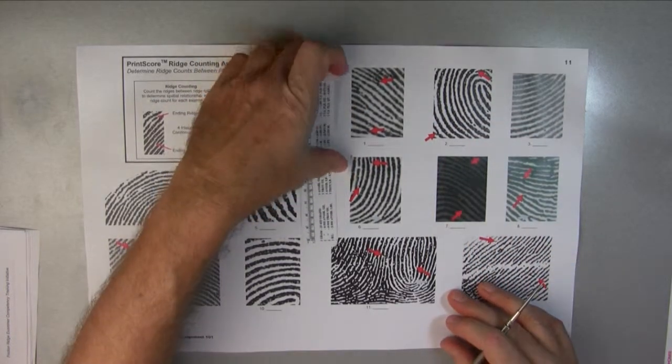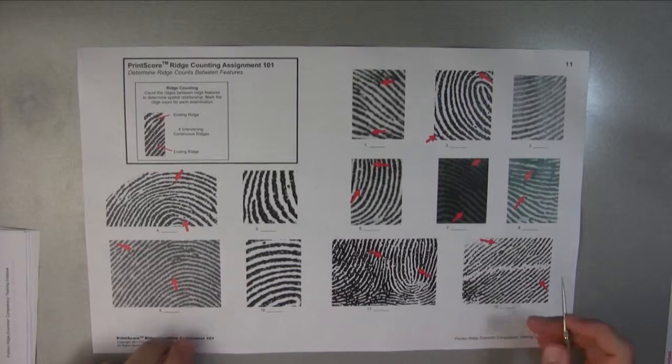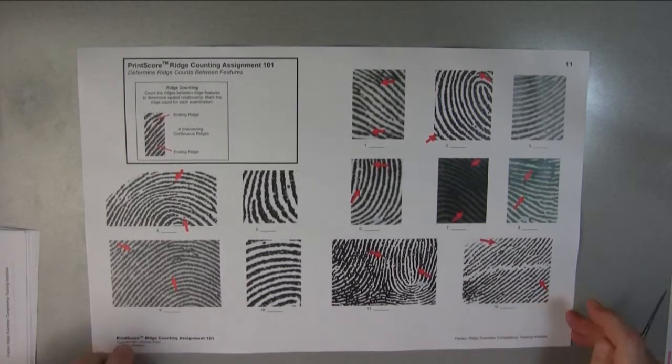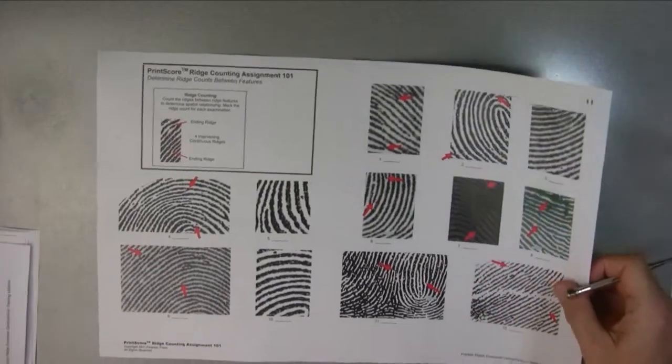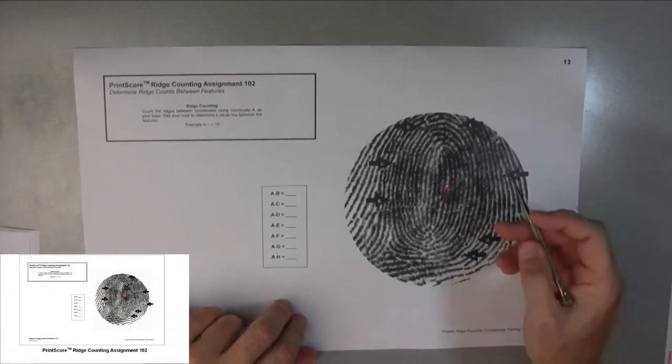This is a very fundamental operation of the fingerprint identification process. I just want to make sure everybody's on the same page in doing this. These ridge counts in these assignments should be fairly accurate and consistent from one student to another. The exercise 12 is just a little bit different.